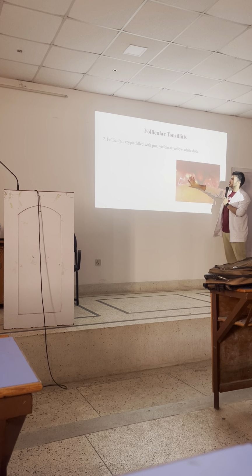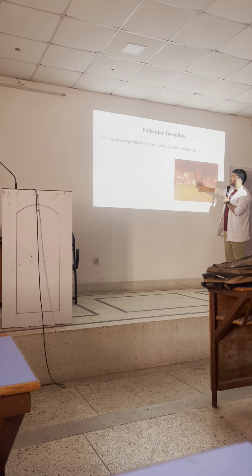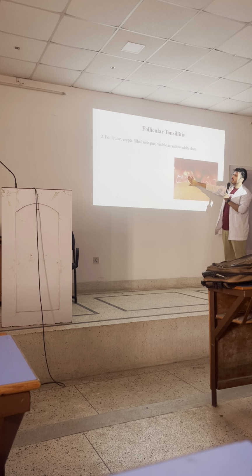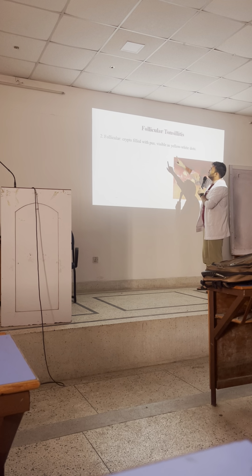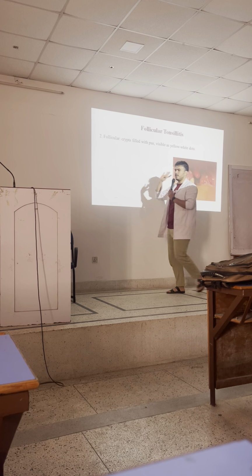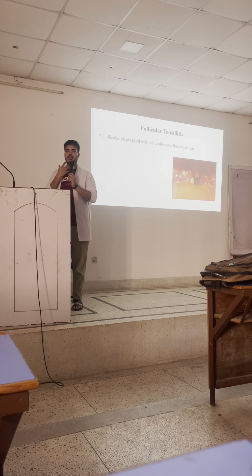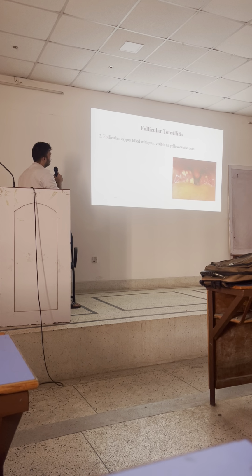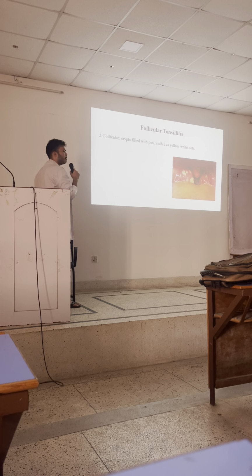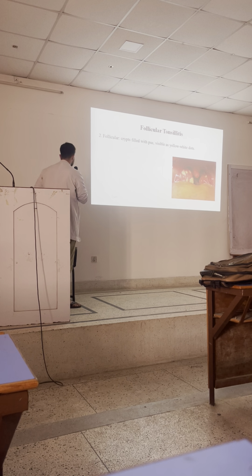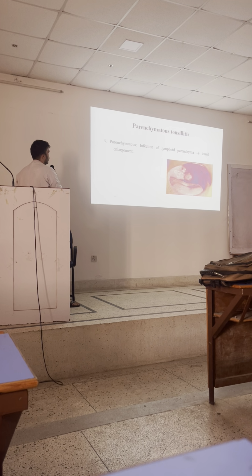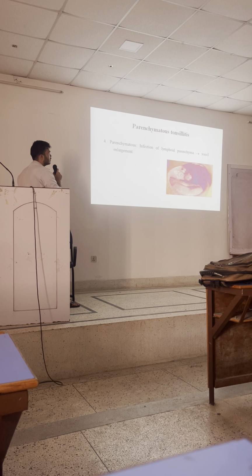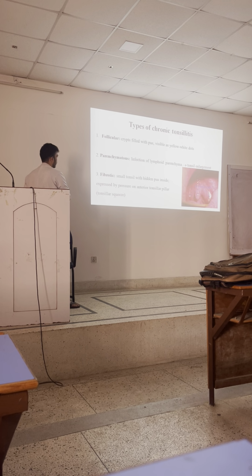You can see sometimes yellowish, whitish plaque-like features in your tonsil, and this is actually your follicular stage. It's filled with pus, visible as yellow-white dots. I told you, white components in your tonsil. The third one is membranous. Before membranous, there will be parenchymatous. It's not written here. First is parenchymatous, then it's membranous.